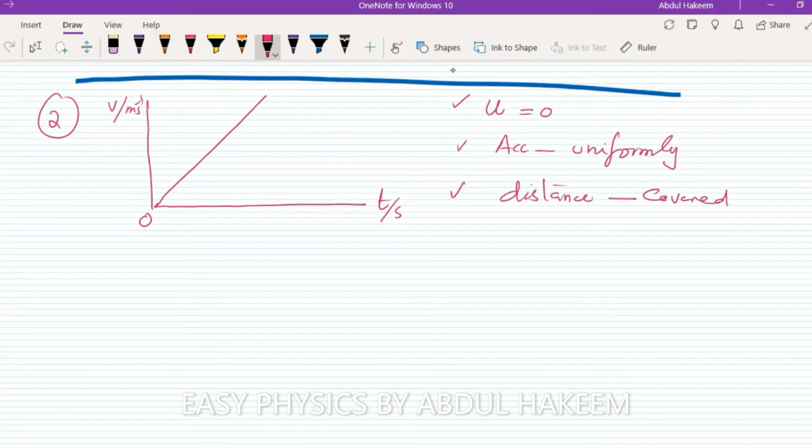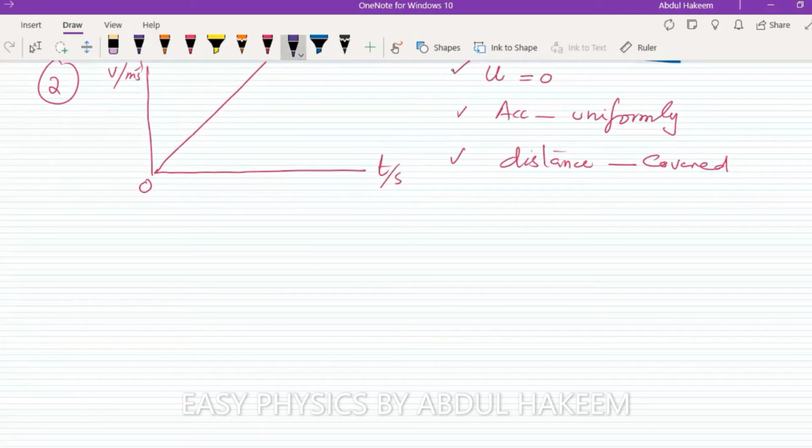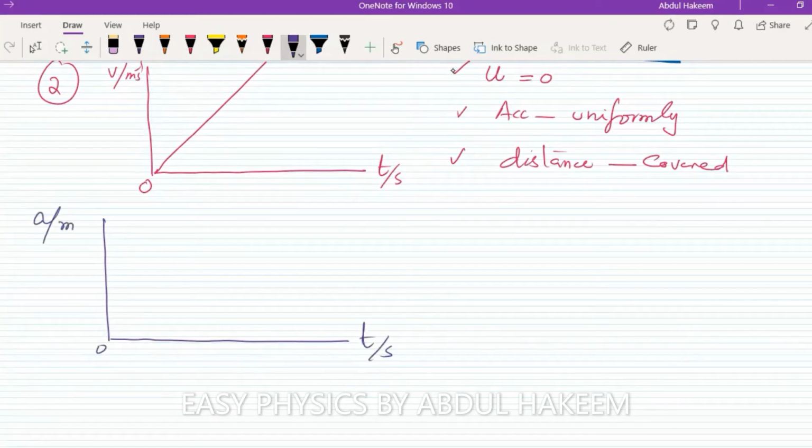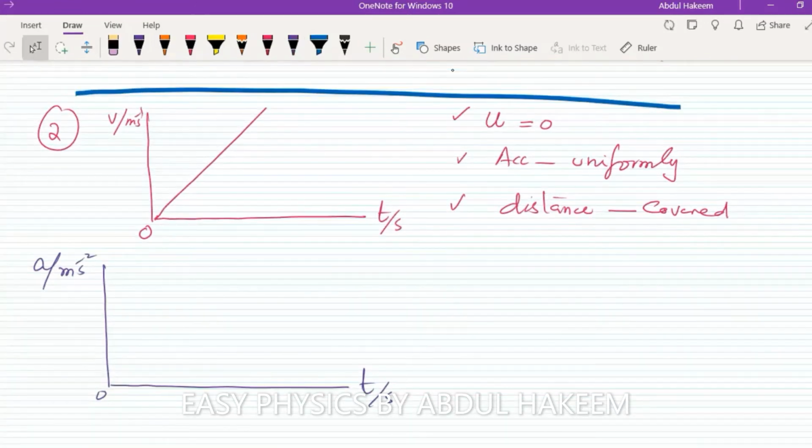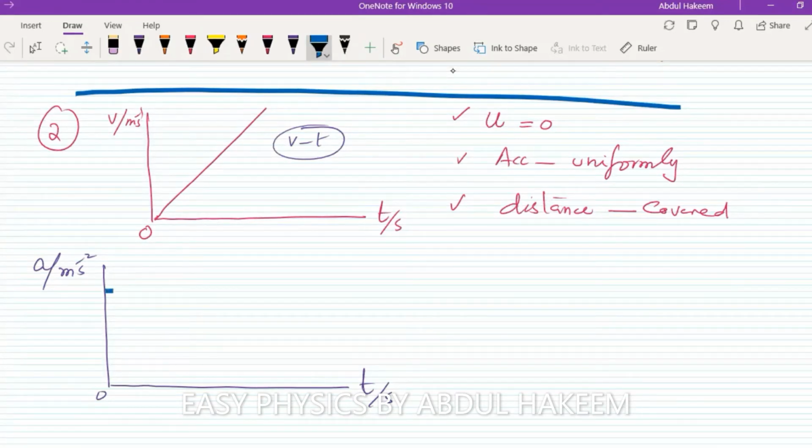Now, we have to draw the graph for the acceleration for this motion. So time at the x-axis, acceleration in meter per second square here. The gradient of the speed and time graph is acceleration. It's a straight line. The gradient is constant. Hence, the acceleration is positive and constant. So this is the graph for the acceleration.